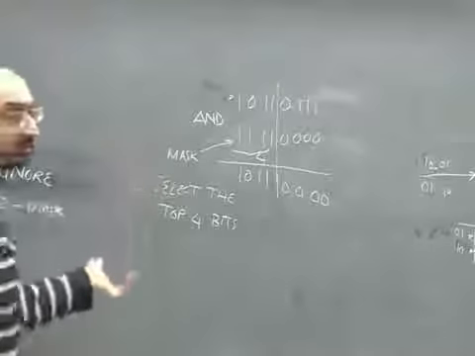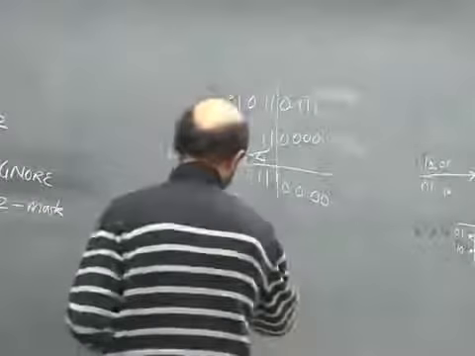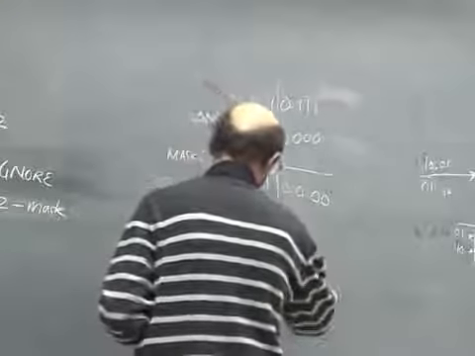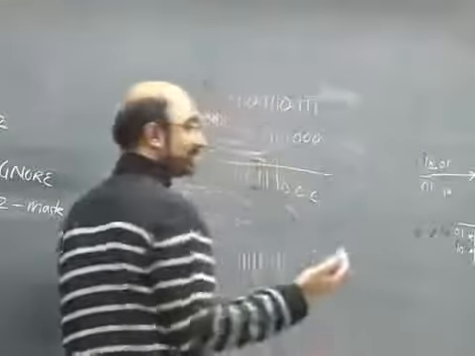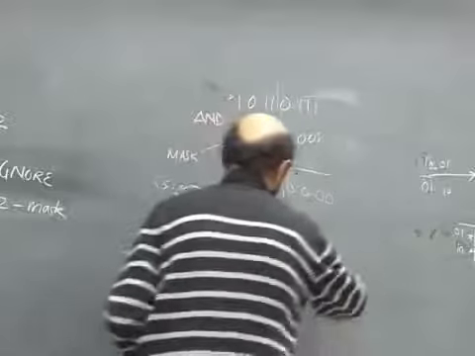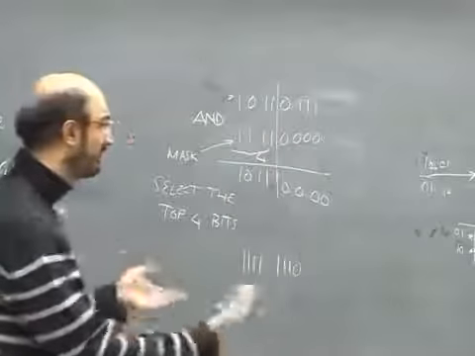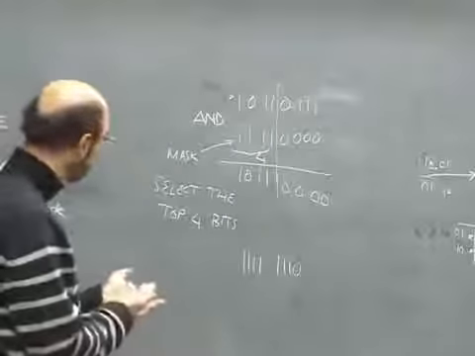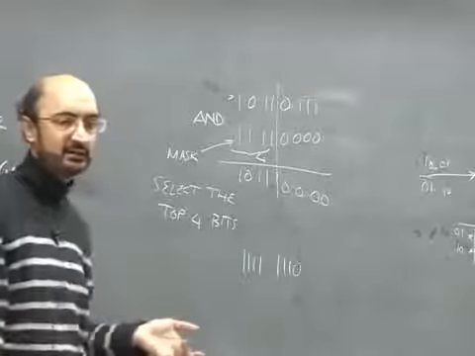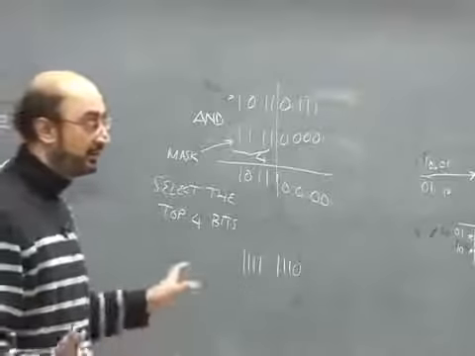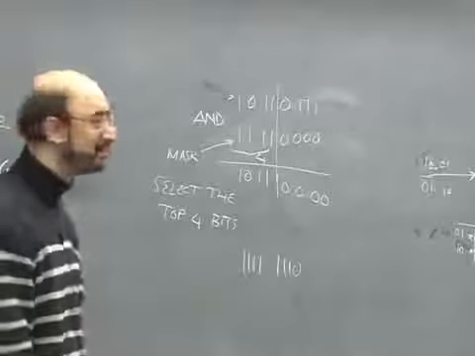How do I say select the top 8 bits? It will be a mask like this. In this case, it will be 1111 1111. That's select the top 8 bits. If you want 7 bits, it will be this. It will be select the top 7 bits. It's going to be this one, right? So it's just the number of ones in the mask that tells me how many bits I'm selecting. Okay? Everybody okay with that?